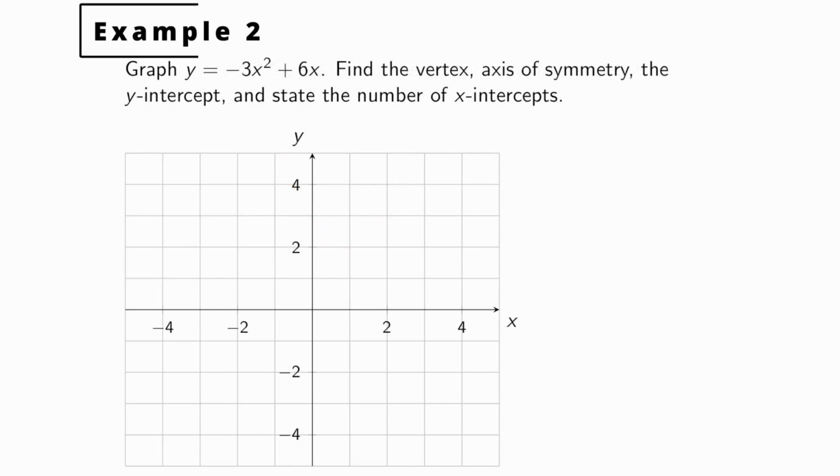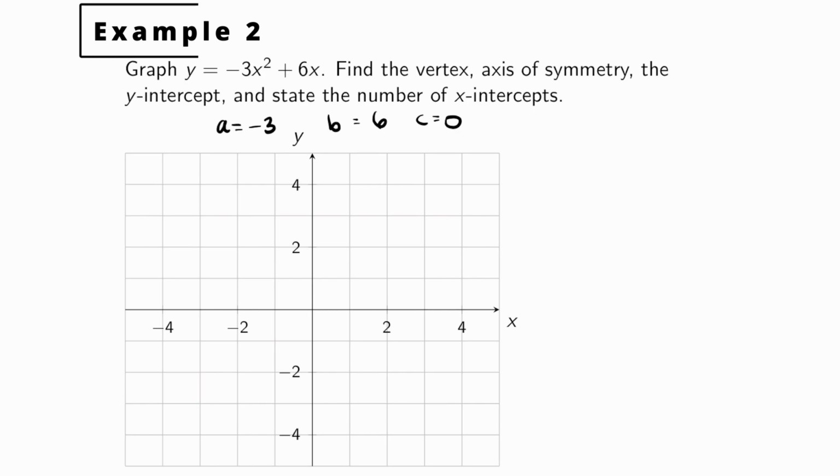Example 2, graph y equals negative 3x squared plus 6x, and we want to find the vertex, the axis of symmetry, the y-intercept, and the number of x-intercepts. So again, our a is the coefficient of x squared, so that's negative 3. Our b is the coefficient of x, that's 6. And c would be the constant coefficient, which in this case is just 0.